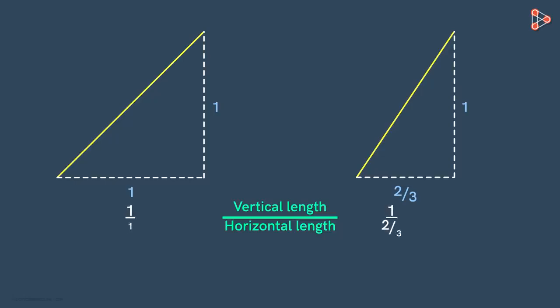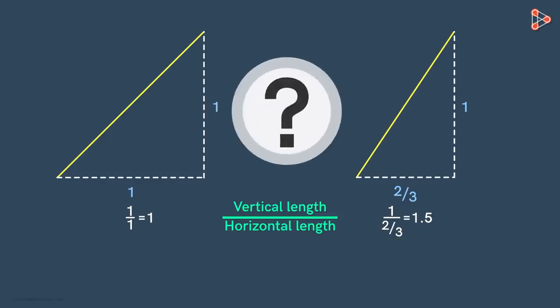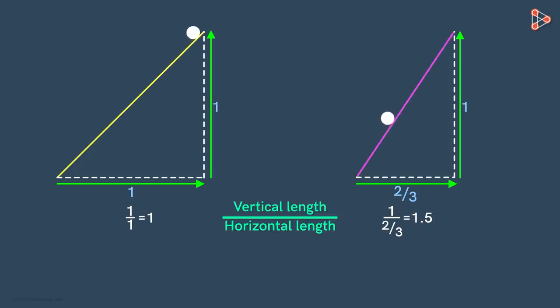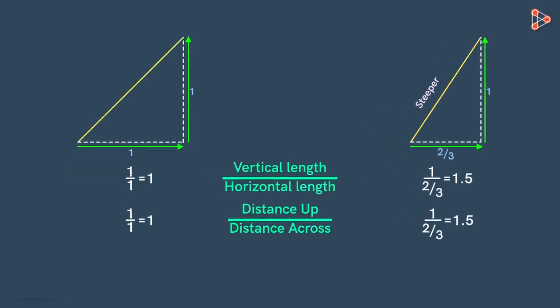On substituting the values, we get 1 and 1.5. The second ratio is clearly greater. What does this tell us? If we walk along these lines, this ratio tells us how much vertical distance we cover relative to the horizontal distance. So if the ratio is higher, it means that the slant line is steeper. We can also see this as the distance covered while going up per unit of the distance while going across.